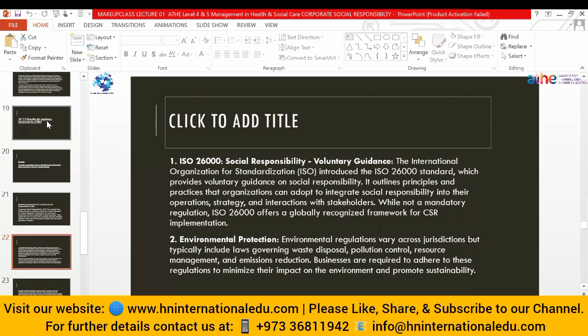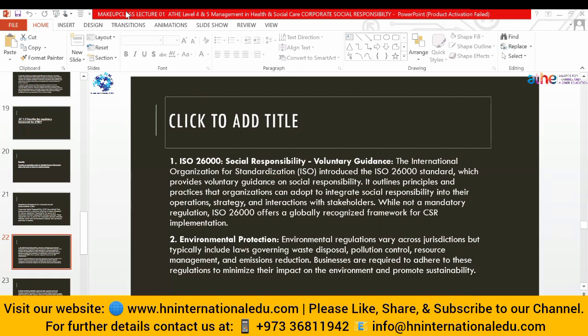The first is ISO 26000. Obviously, these are the regulatory frameworks, so these are the names. ISO 26000 is about social responsibility, specifically voluntary guidelines. The International Organization for Standardization, ISO, introduced the ISO 26000 standard, which provides voluntary guidance on social responsibility. It outlines the principles and practices that organizations can adopt to integrate social responsibility into their operations, strategy, and interactions with stakeholders.